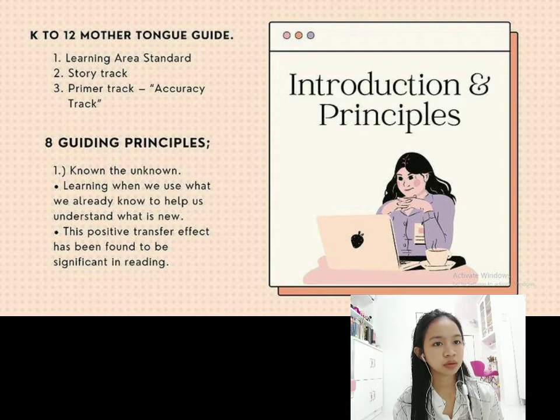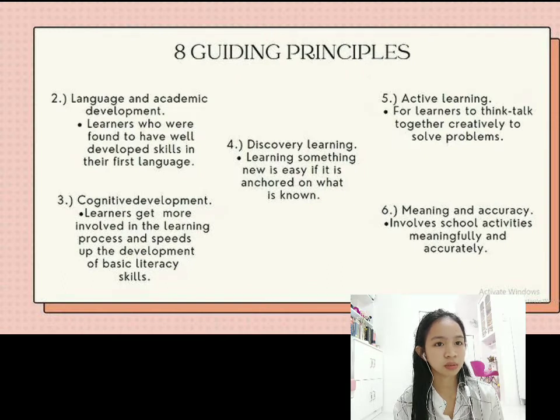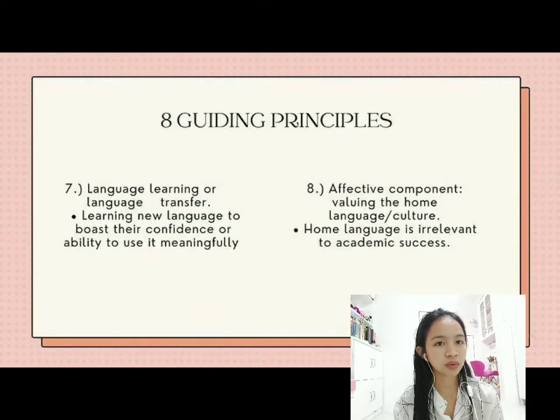Now, let's proceed to the 8 guiding principles. First is know the unknown. Second is language and academic development. Third is cognitive development. Fourth is discovery learning. Fifth is active learning. Sixth is meaning and accuracy. Seventh is language learning or language transfer. And the last is the affective component, which is valuing the home language and culture.